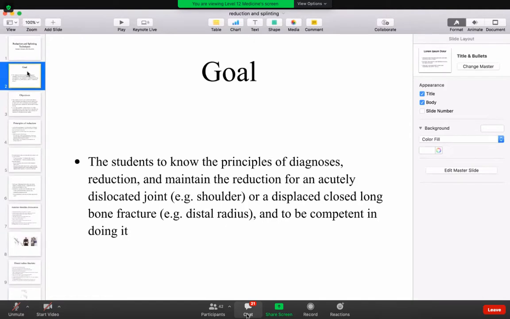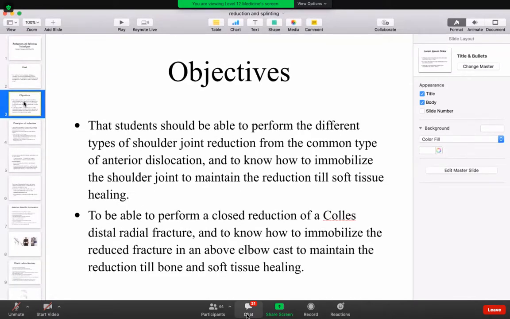So the goal of this tutorial is to know the principles of diagnosing joint dislocation and fracture displacement, know how to reduce them and maintain the reduction using different forms of splint. So we'll use the shoulder as an example for a joint dislocation and the distal radius as an example for a fracture in the bones.